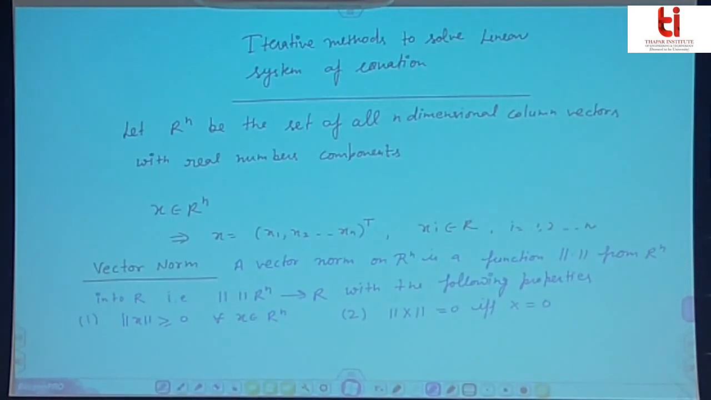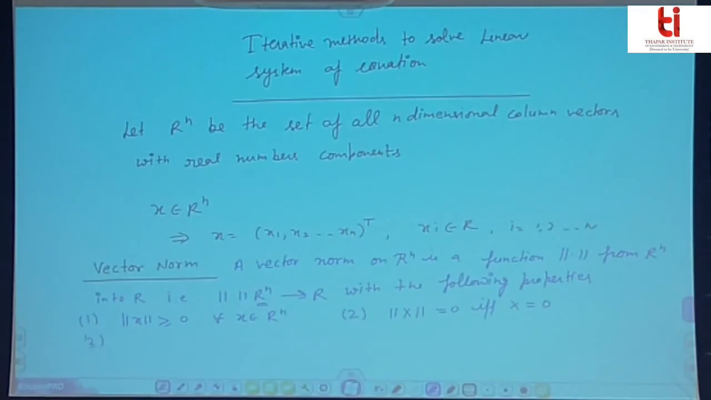So a vector norm on Rn is a function from Rn to R. Rn is the domain, R is the range. So the first property is that the norm of a vector is always greater than or equal to 0. Second, if the norm of a vector is 0, that means that vector must be 0.